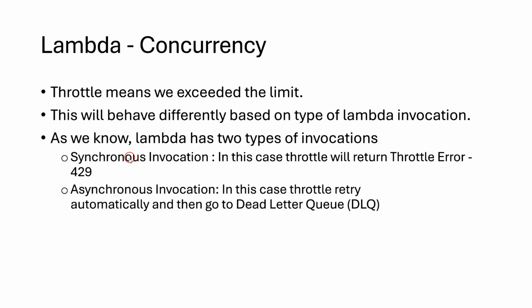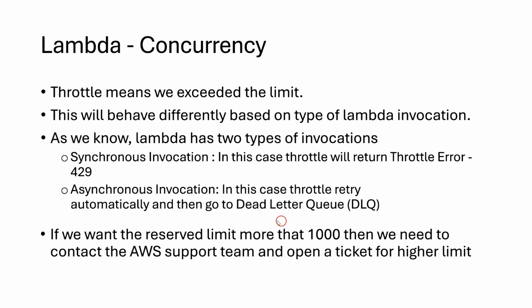So that is how synchronous and asynchronous invocation handle throttles. Synchronous invocation is straightforward. It doesn't do any retries, it will directly return the error. But asynchronous invocation will retry and check whether it can resolve those errors automatically. And even if it fails to do so, it will store those events in the dead letter queue. So that is how throttle behaves differently.